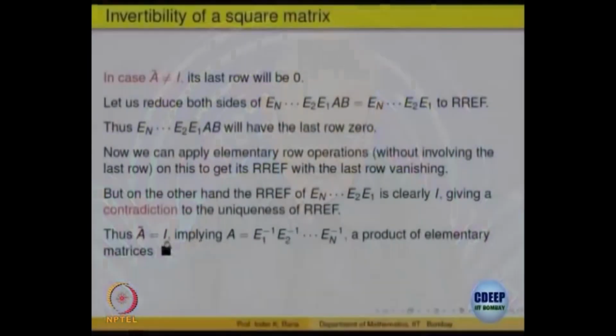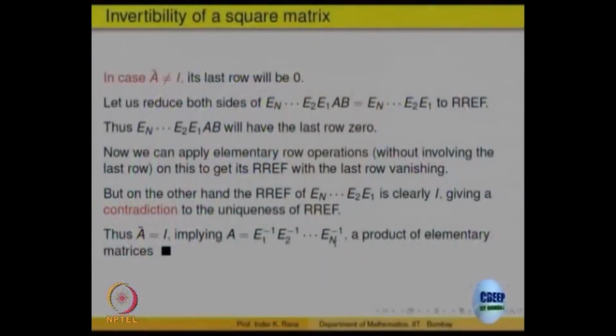That means what? Okay. So if A tilde is the identity, then implying what is A equal to? If the reduced row echelon form of the matrix is identity, that means what? A pre-multiplied by En, ..., E2, E1 is equal to identity, right? And what is A equal to then? Take it to the right hand side. So A must be equal to E1 inverse, E2 inverse, ..., En inverse.